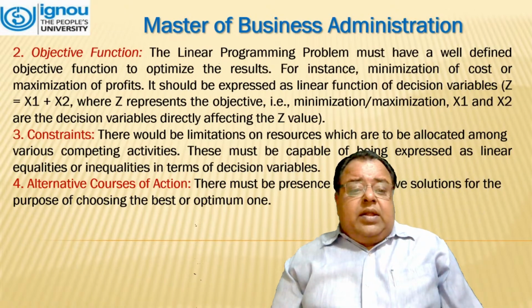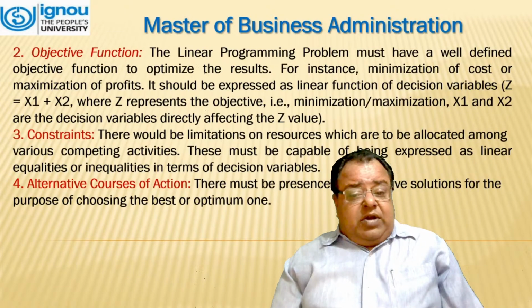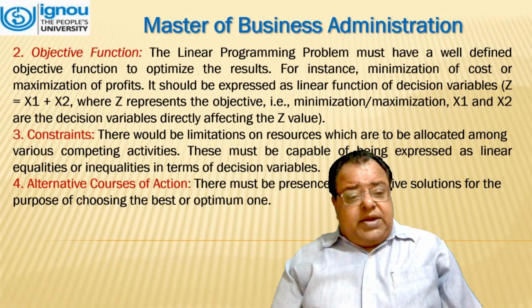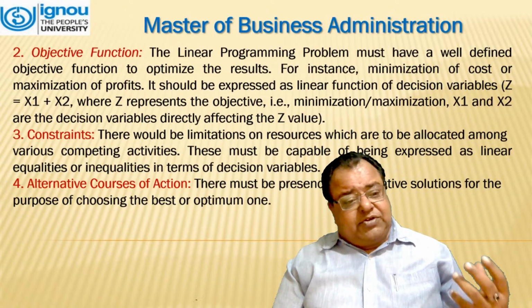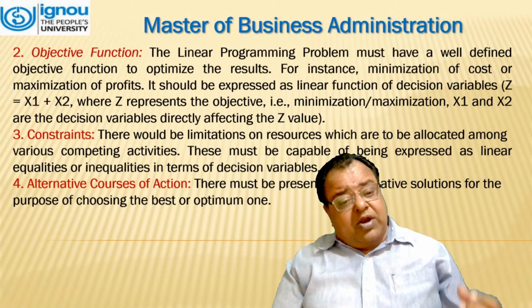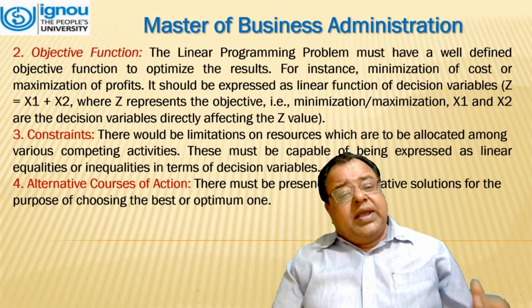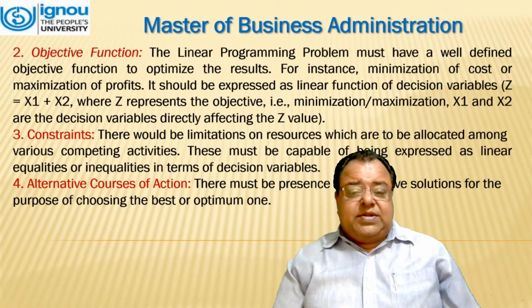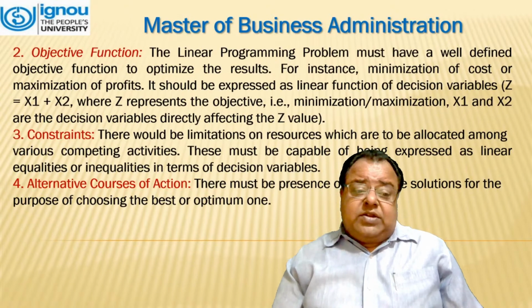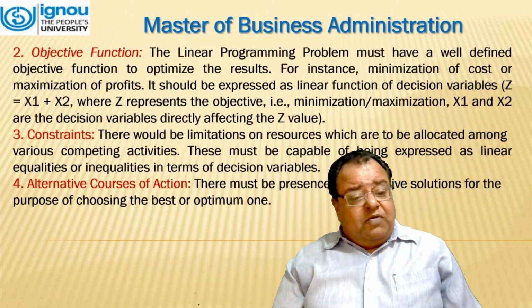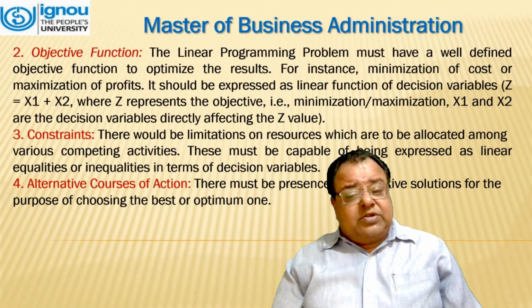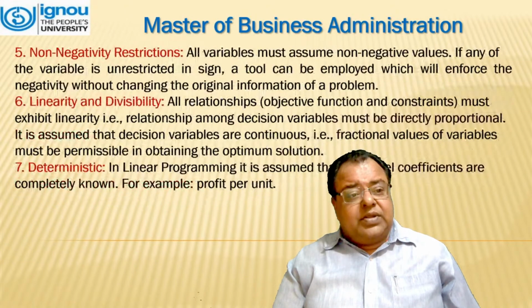Third one is constraints. There would be limitations or resources which are to be allocated among various competing activities. These must be capable of being expressed as linear equalities or inequalities in terms of decision variables. Fourth one is alternative courses of action. There must be presence of alternate solutions for the purpose of choosing the best or optimum one.